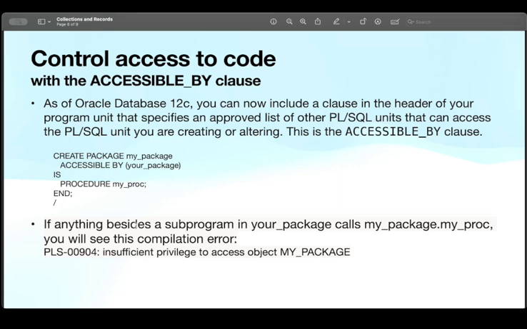You add this clause to the header of your package, or starting with Oracle Database 12c release 12.2, even subprograms within the package, and provide a list of the program units that are allowed access. As you can see in the example: create package, accessible by, and then your package name or whatever you like. If anything besides the approved units calls my_package.my_proc, you will see this compilation error: PLS-00904, insufficient privilege to access object my_package.